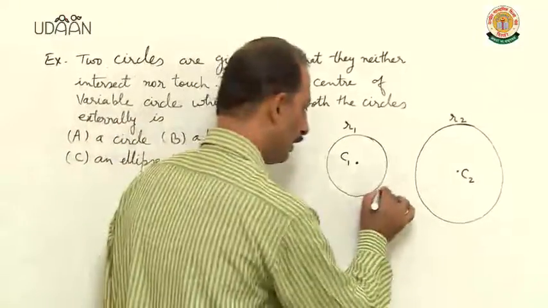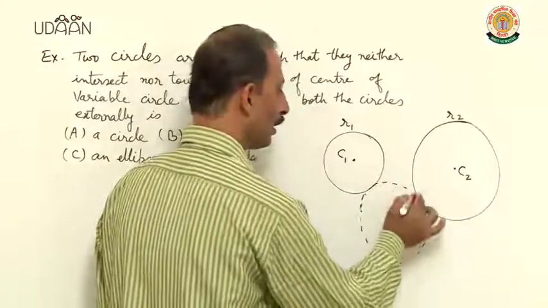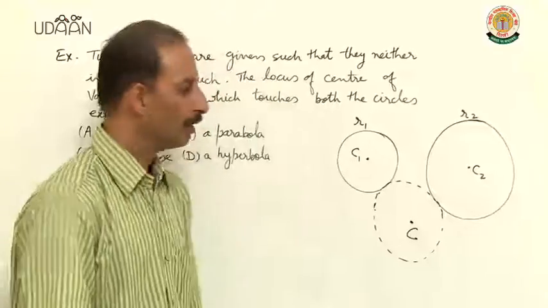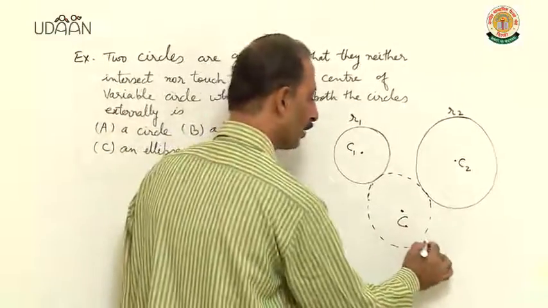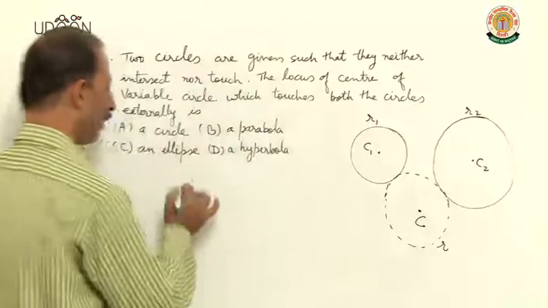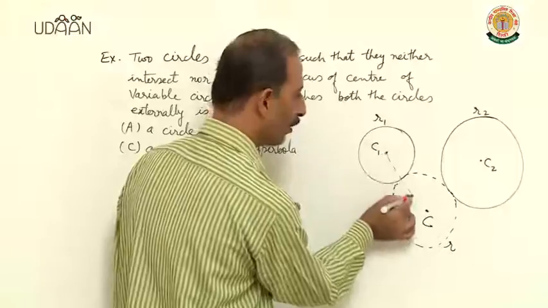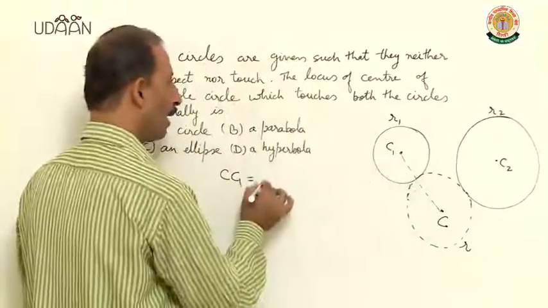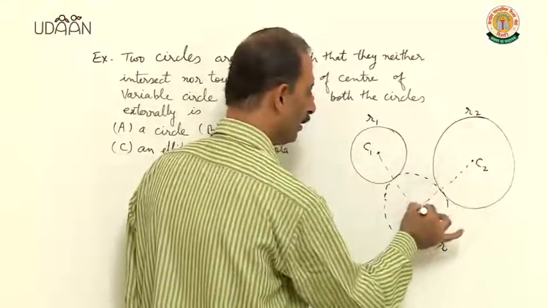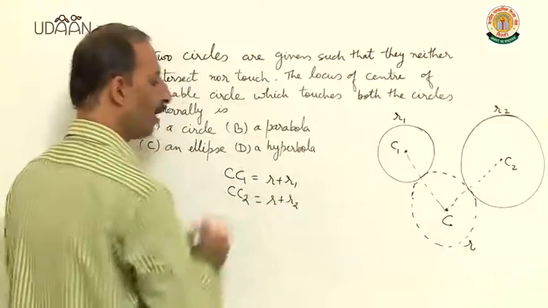So see here, suppose this is the circle which touches both the circles. Now say its center will be C. Let us suppose its radius be R. Then you can find the value of CC1. So what is the value of CC1? That is, if you join these two centers, how much distance this will be? That is R plus R1. Similarly, you can find the distance between C and C2. You can say CC2. That is also R plus R2.